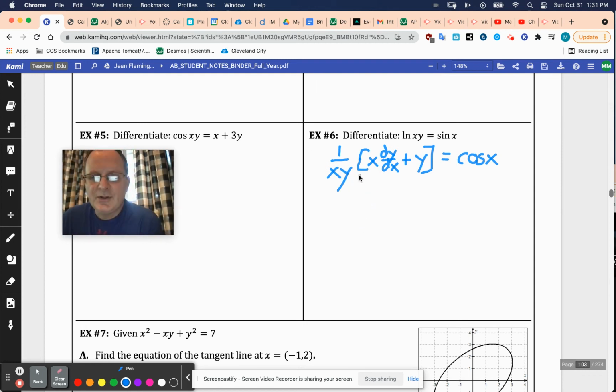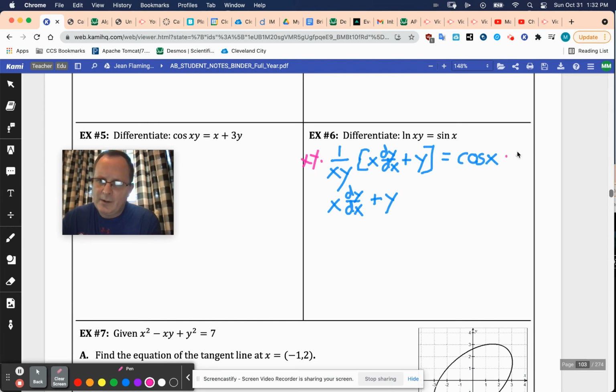Now, if you're wanting to get dy dx by itself this time, it would be a little silly to distribute like we did on the last one. So I think the thing to do is just go ahead and multiply both sides by x times y. If I multiply both sides by x times y, I'll partially have the dy dx isolated. I'll have a little bit to do after that. So that fraction is going to be gone. I'm multiplying both sides by x times y.